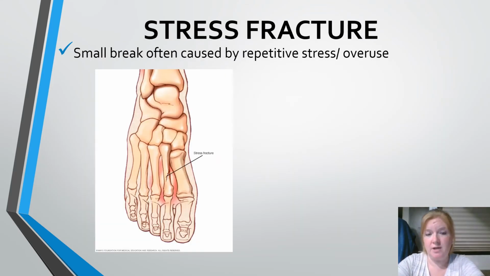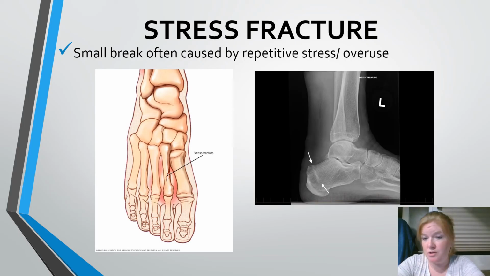A stress fracture is a small break, often caused by repetitive stress or overuse. So this can happen to marathon runners, for example. A stress fracture.